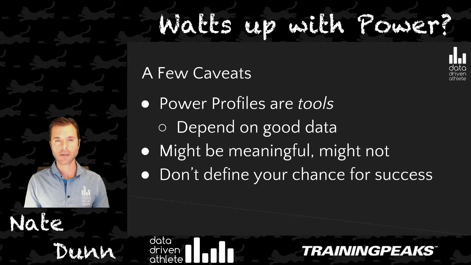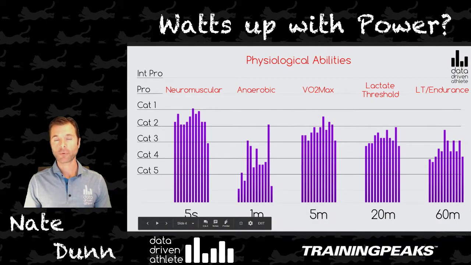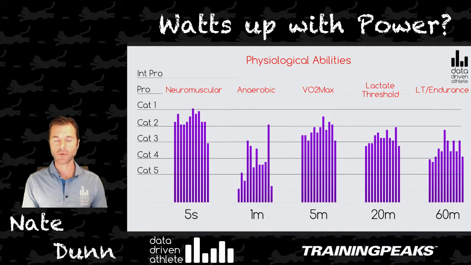Next slide, please. So the primary purpose of a power profile chart is to show us our strengths and our weaknesses across different physiological areas of our fitness spectrum. This is again from the power profile chart that you'll find in TrainingPeaks. I've cleaned it up a little bit to highlight some of these things, but on the vertical axis, you'll have the categorized ratings, and on the bottom, we have different durations of power.